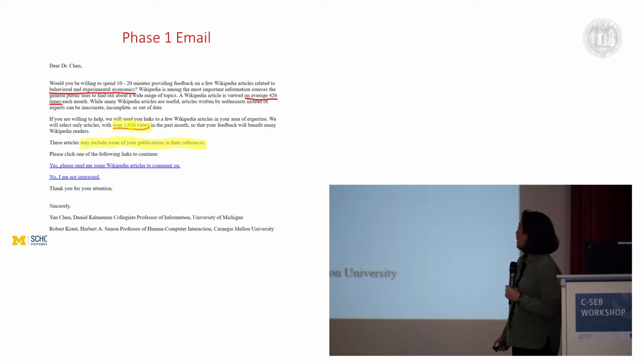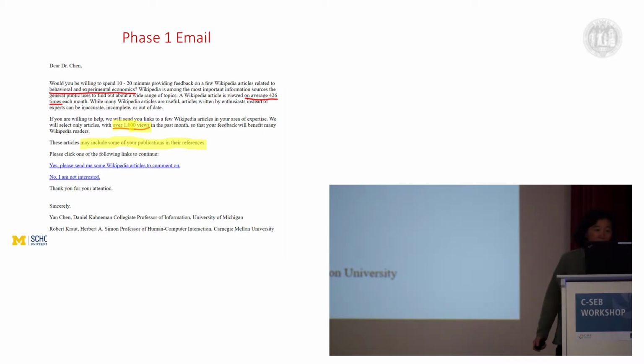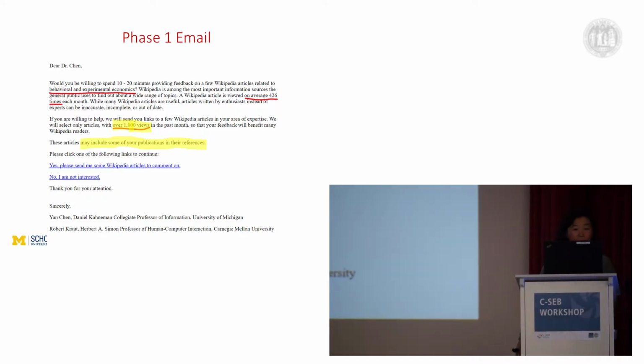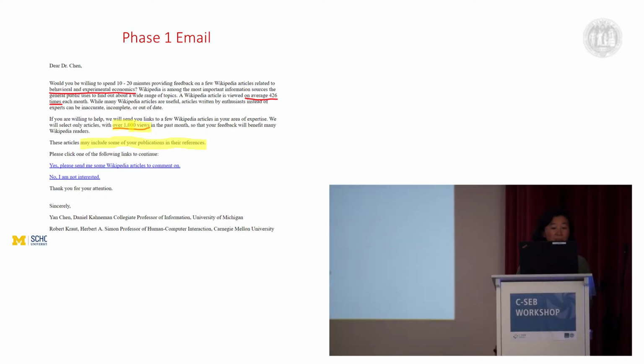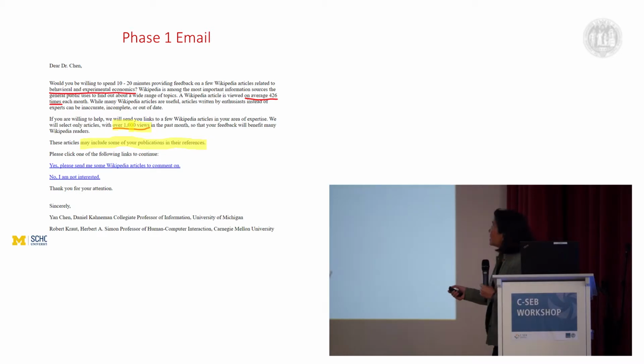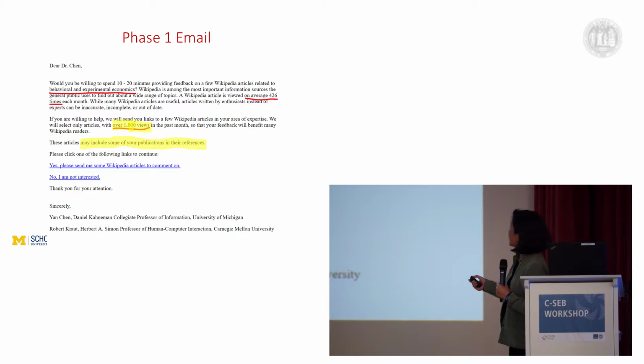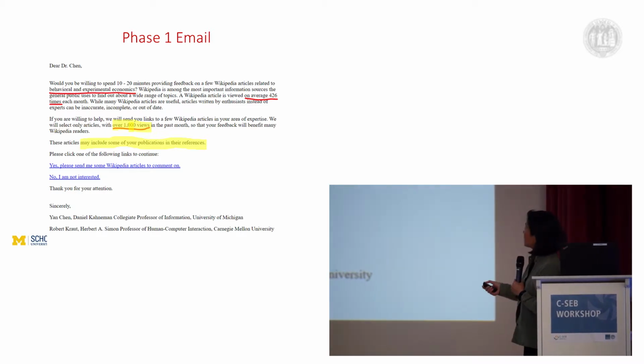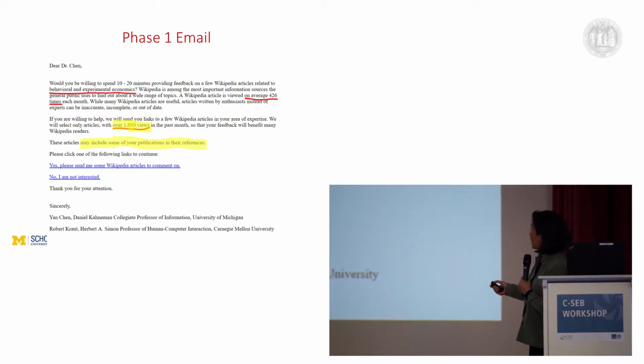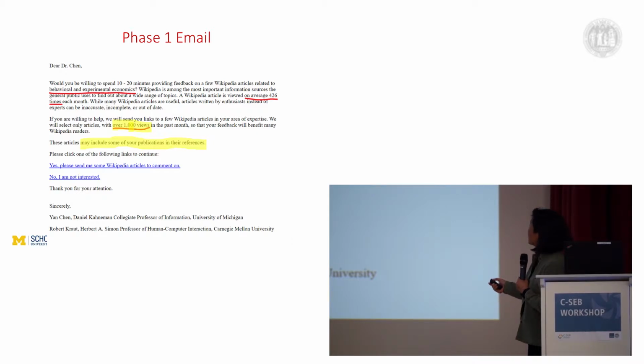So this is the phase 1 email. I realize you probably cannot read anything, so I'm going to read it. Okay, so this says, Dear Dr. So-and-so, would you be willing to spend 10 to 20 minutes providing feedback on a few Wikipedia articles related to behavior and experimental economics? This is your self-identified field on RePEc. And we say Wikipedia is among the most important information sources the general public uses to find out about a wide range of topics. That's the general blurb in every email.